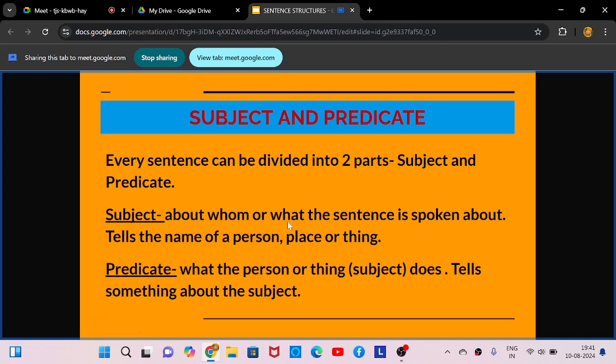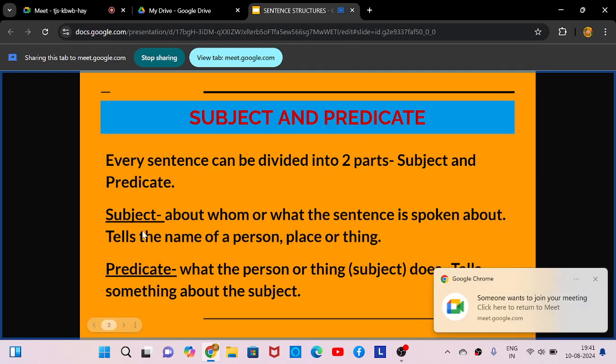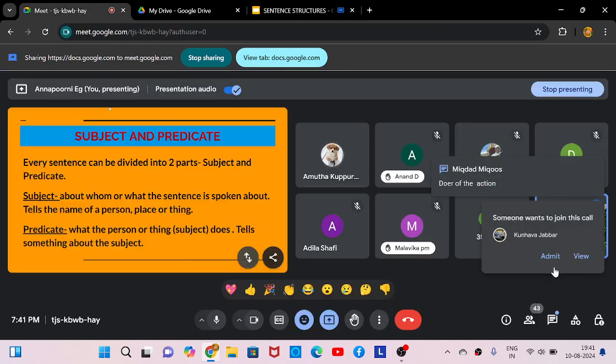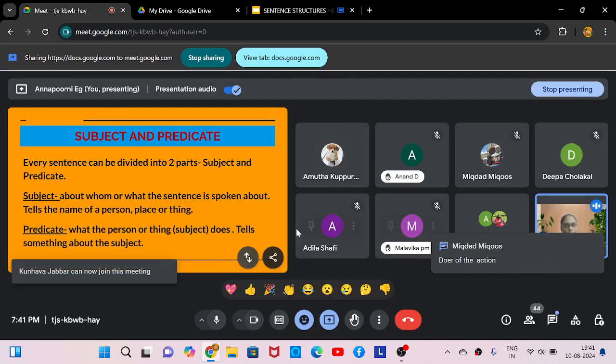So, what is meant by subject? Subject is about whom or what the sentence is spoken about. That is about whom or what you are talking about in a sentence. ആരെ കുറിച്ചിട്ടാണോ അല്ലെങ്കിൽ എന്തിനെ കുറിച്ചിട്ടാണോ ഒരു സെൻറ്റൻസിൽ നമ്മൾ സംസാരിക്കുന്നത്, ദാറ്റ് ഈസ് കോൾഡ് എ സബ്ജക്റ്റ്. So the subject can be the name of a person, place or thing. Subject can be either the name of a person or name of a place or name of a thing.